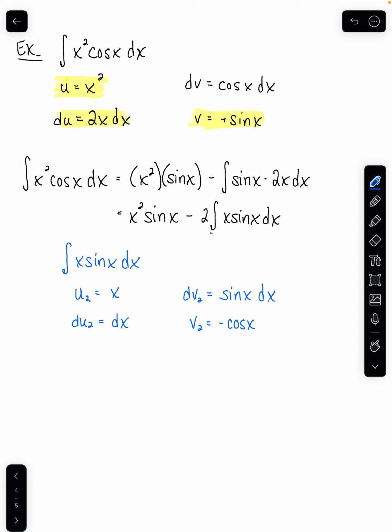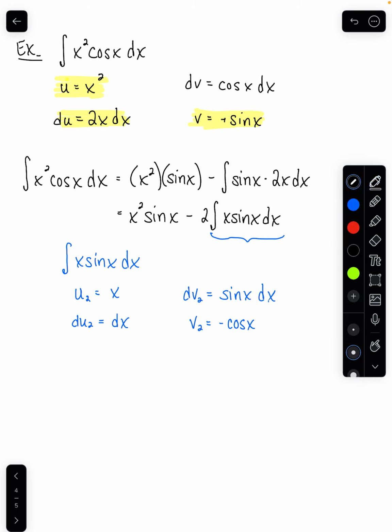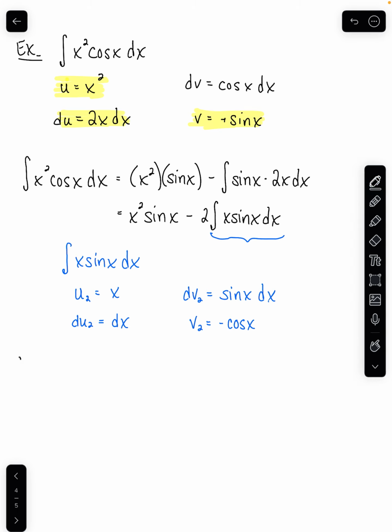Now, this entire integral has to be replaced by the second integration by parts formula. So this is going to get a little hairy, but bear with us. Our original integral was x squared times cosine of x dx, and that produced the first term, x squared times sine of x, minus 2 times, and note the brackets, and this is where we're going to put our new integration by parts formula.